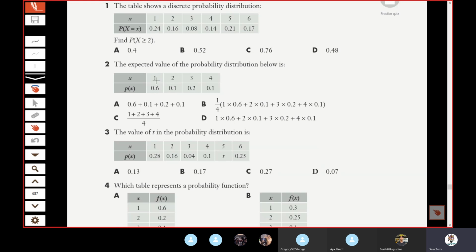And the mean can be done by the sum of x times p of x. So the x, the score, multiplied by the probability of that score occurring. So 1 times 0.6 plus 2 times 0.1 plus 3 times 0.2 plus 4 times 0.1. The answer is D.